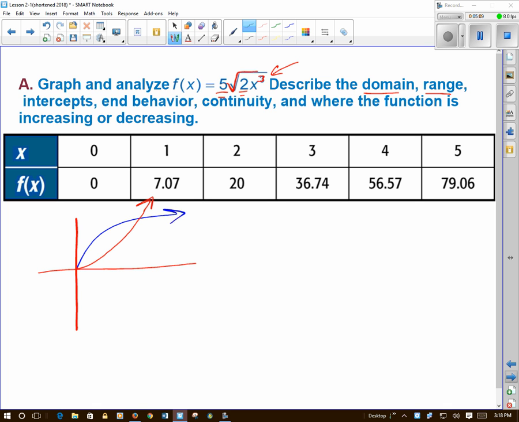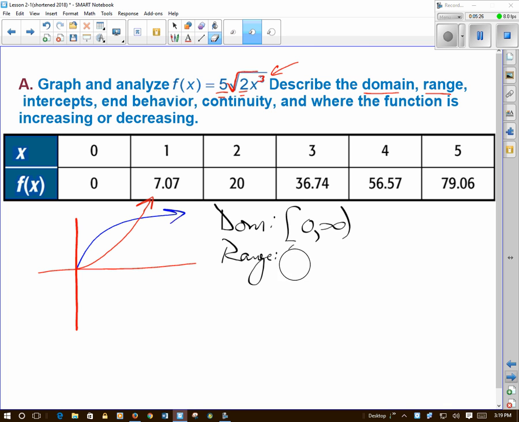So let's look at domain. It is going to be from 0 to infinity. The range is going to be from 0 to infinity also. We want the intercepts. The x and y intercepts are both (0, 0).